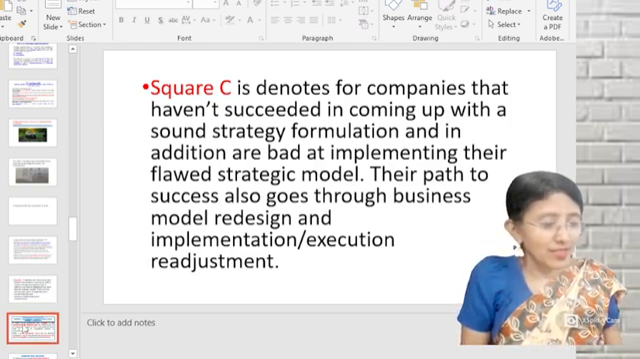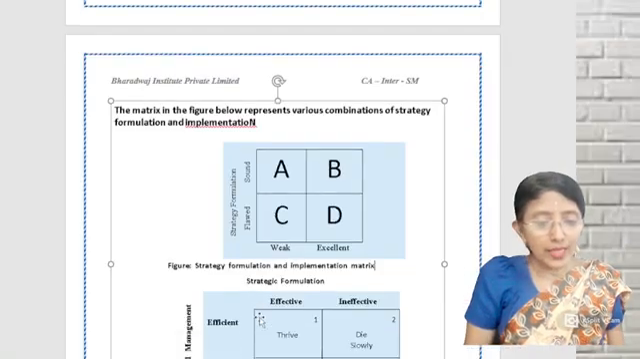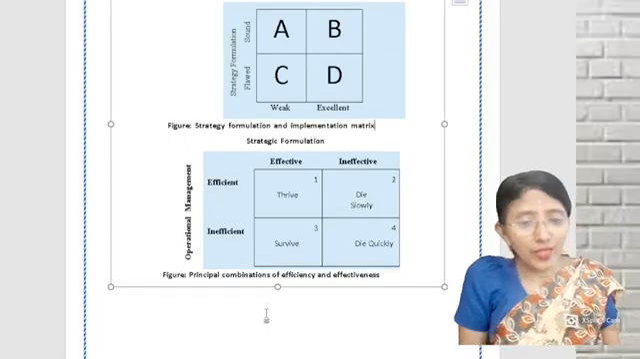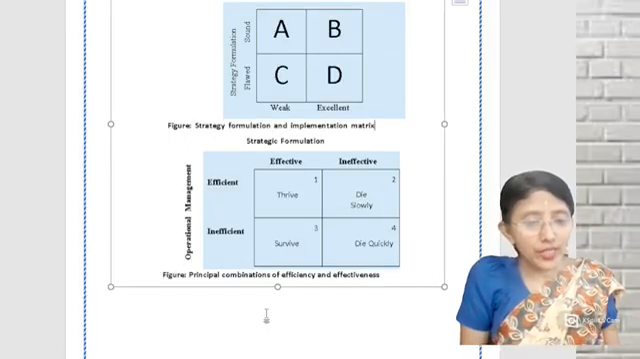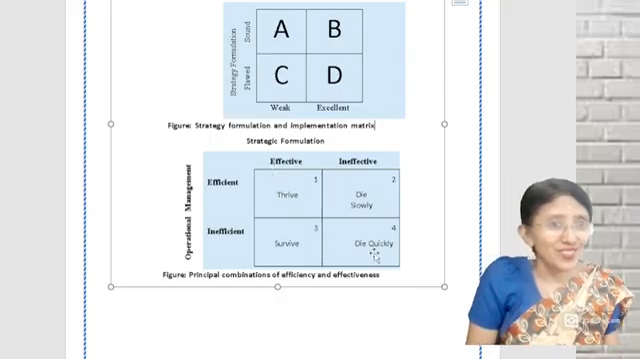Then look at another one, immediately I have given one more thing. Effective, ineffective, efficient, inefficient. So effective and efficient, you thrive. Efficient but ineffective, you die slowly. Inefficient but effective, you survive. Inefficient and ineffective, die quickly.